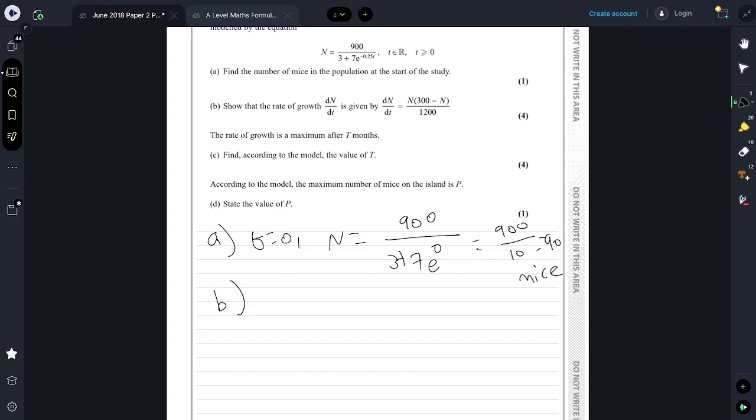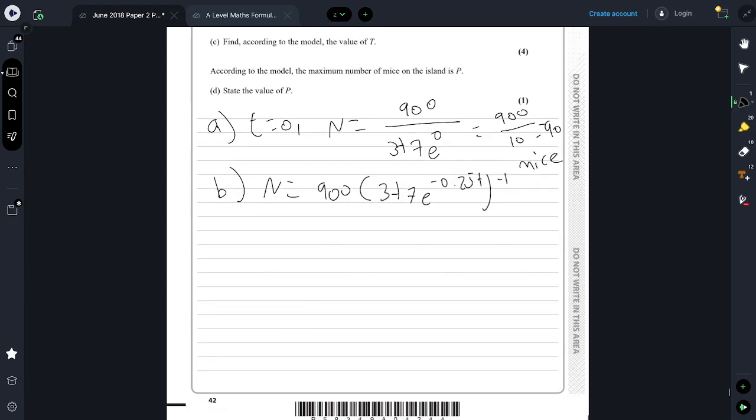There are two ways you can do this. Obviously, recognize it is a quotient rule. Obviously, there's a number here, so it's not that it doesn't matter. But actually, it's only one function on the denominator. We could say that actually N is 900 lots of (3 plus 7e to the minus 0.25t) to the minus 1. And actually, therefore, it just becomes a chain rule question.